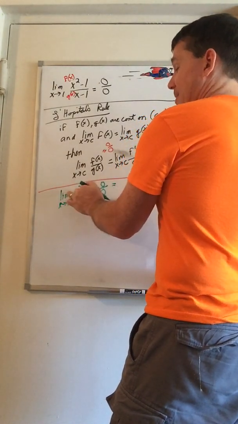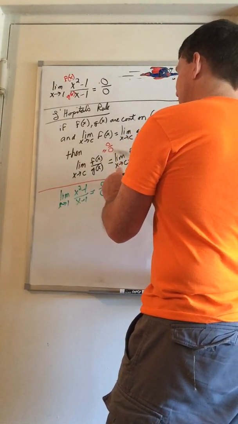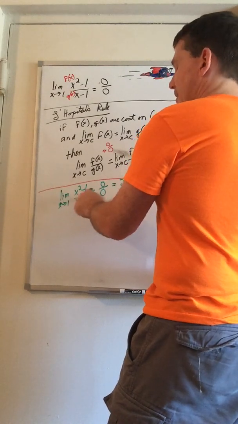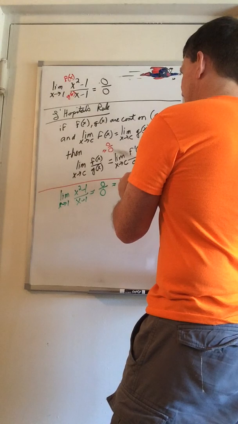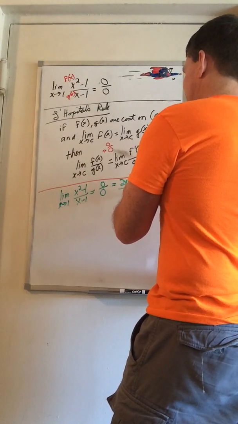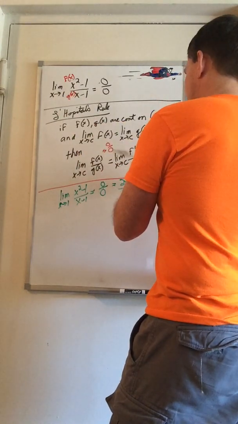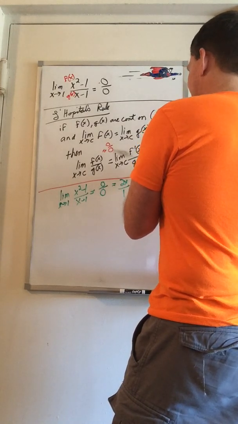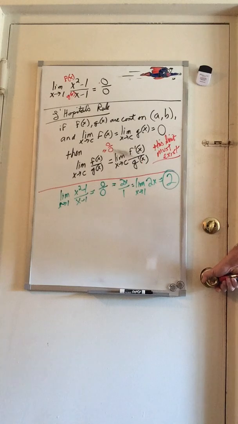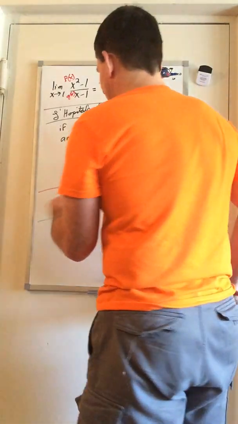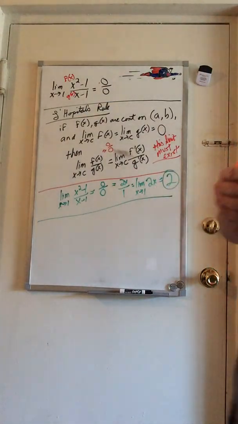I take the derivative of the top. The derivative of x squared minus 1 is 2x. The derivative of the bottom, x minus 1, is 1. Now I take the limit as x approaches 1 of 2x. Plug in the 1 and you get 2, which is exactly what we got when we did this algebraically. Which means we can kind of see that this trick is working.